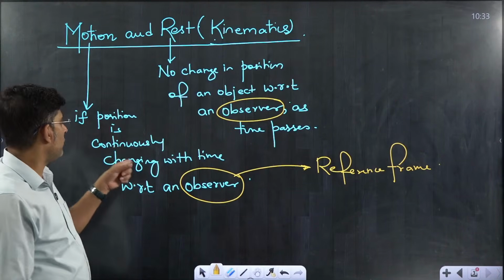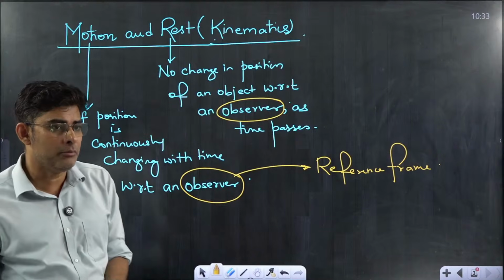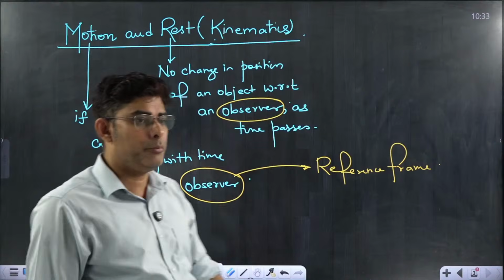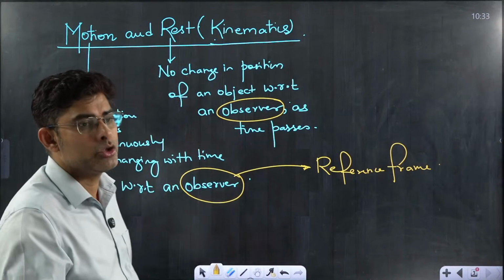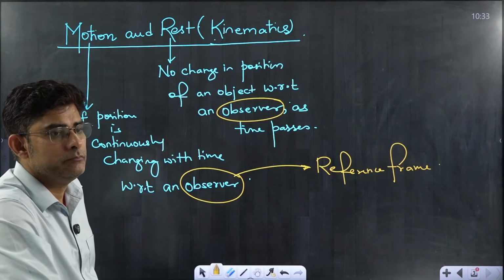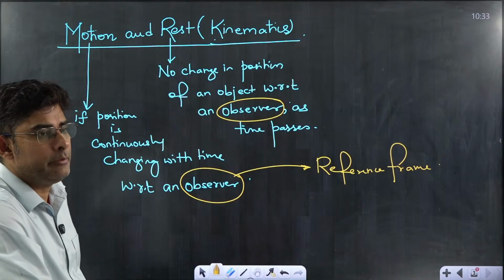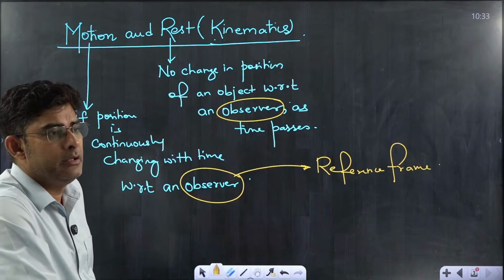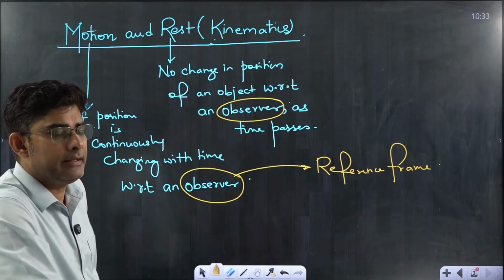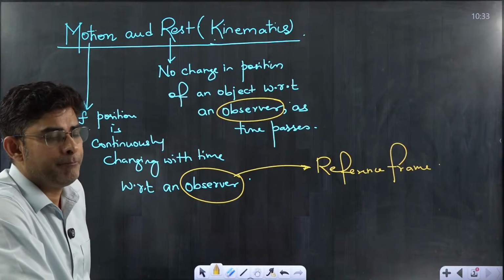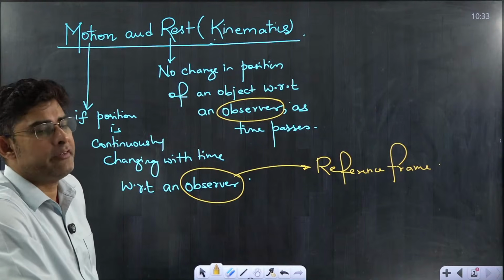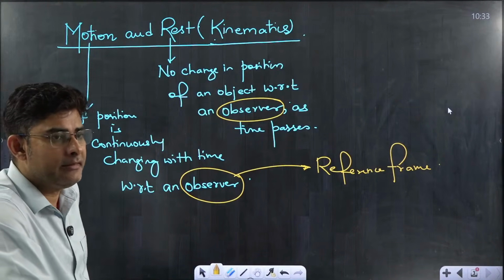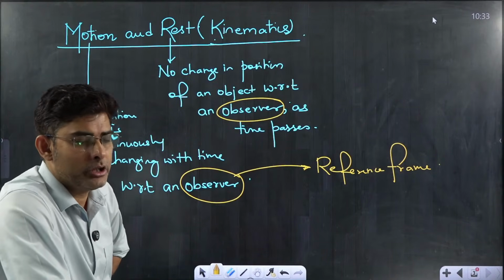Now if I just say position is changing, will I say it is motion? If I remove the word continuously and say that the position is changing, will I say that it is in motion? Please let me know. No, I am saying with a reference frame also. I am looking at an object and its position has changed. So will you say it is in motion?